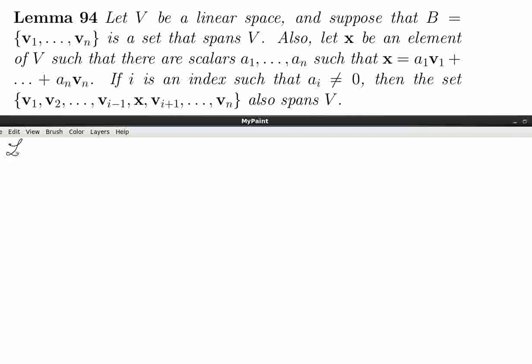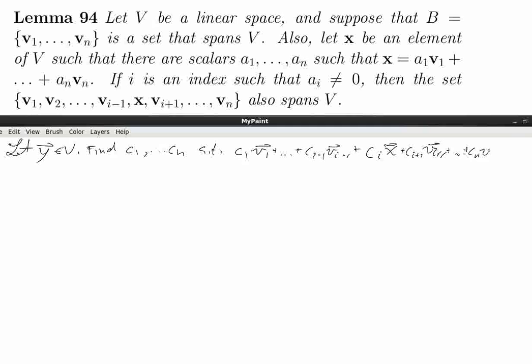I'm going to let y belong to the linear space. And I need to find c1 up to cn such that c1 v1 plus that plus ci minus 1 vi minus 1 plus ci x plus ci plus 1 vi plus 1 plus cn vn equals y. So my goal is to find these coefficients ci.